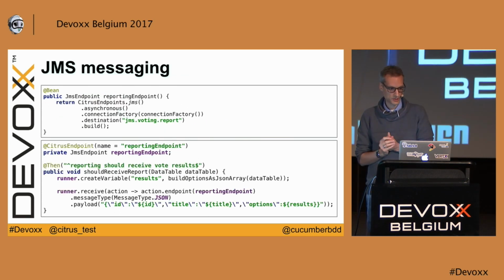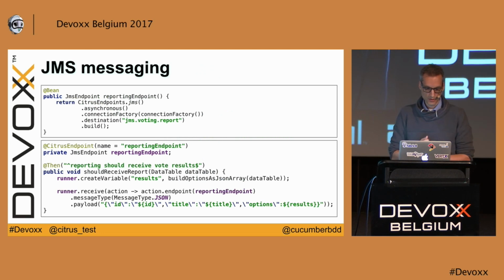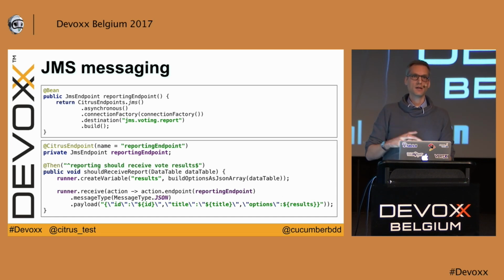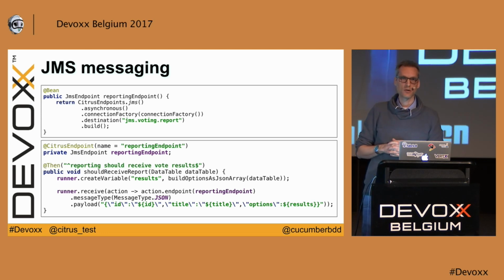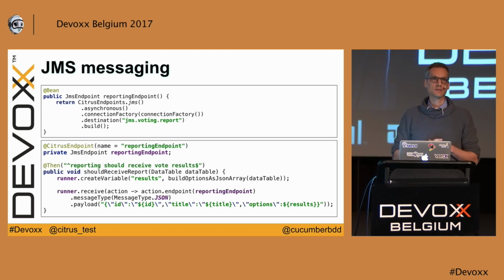A short JMS messaging sample, the idea is always the same. I have a JMS endpoint. This is an asynchronous endpoint, has some connection factory and some destination name, a topic or a queue, and then I can use that endpoint in my class with the Citrus endpoint annotation, and I can use that on a runner API to say runner.receive reporting endpoint, and right here I'm using the JSON payload, and once again, this is very, very powerful.